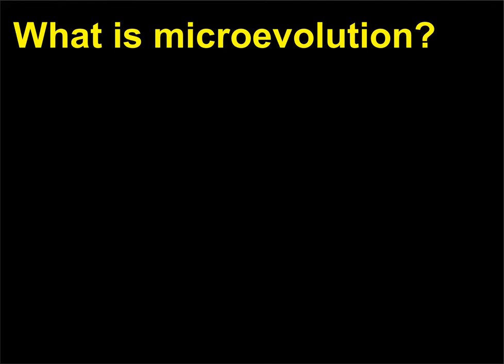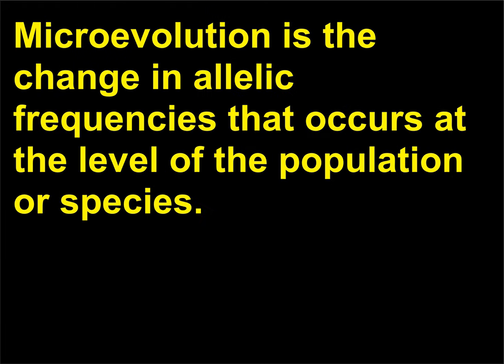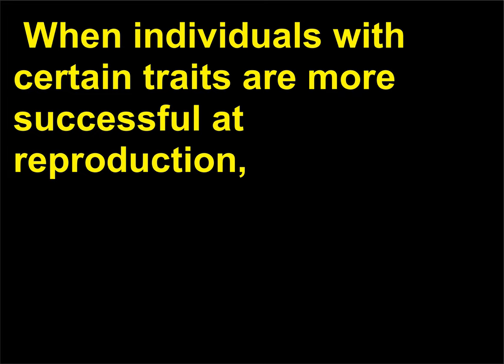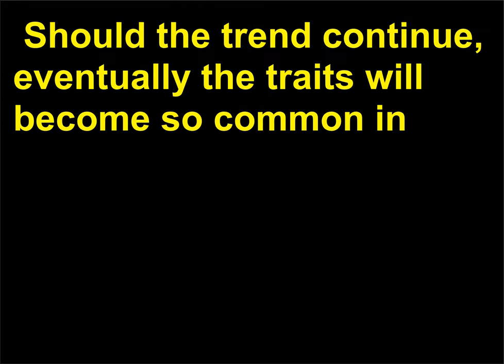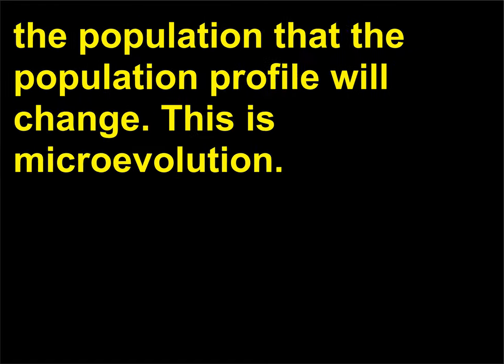What is microevolution? Microevolution is the change in allelic frequencies that occurs at the level of the population or species. When individuals with certain traits are more successful at reproduction, the ensuing generation will have more copies of that trait. Should the trend continue, eventually the traits will become so common in the population that the population profile will change. This is microevolution.